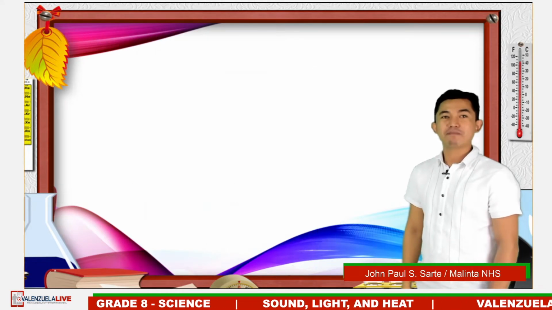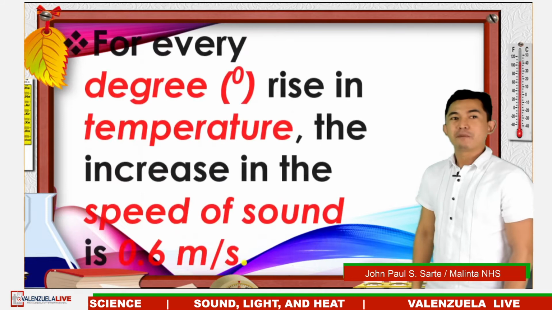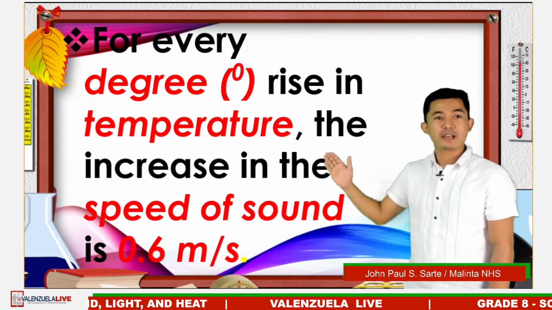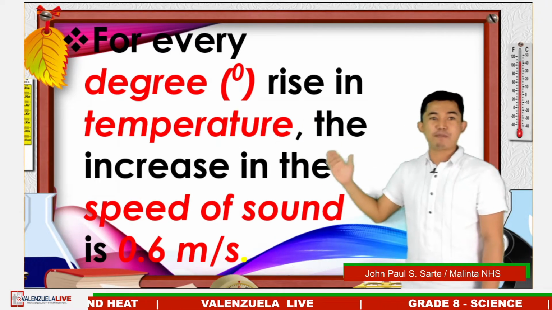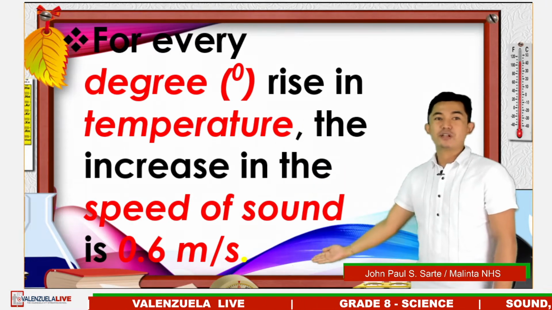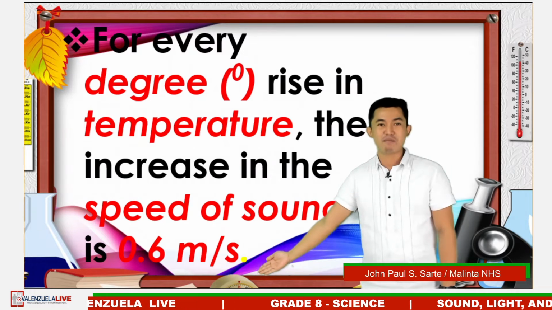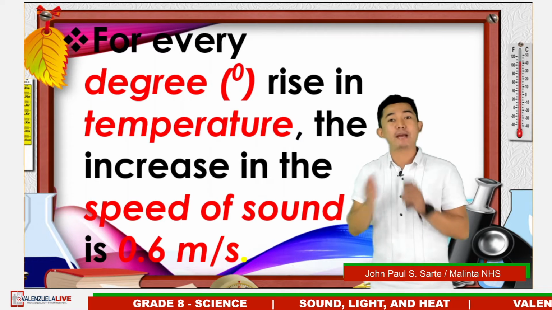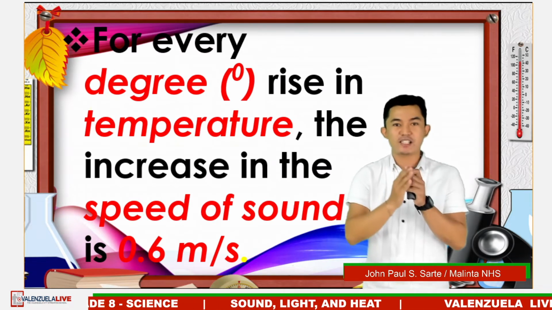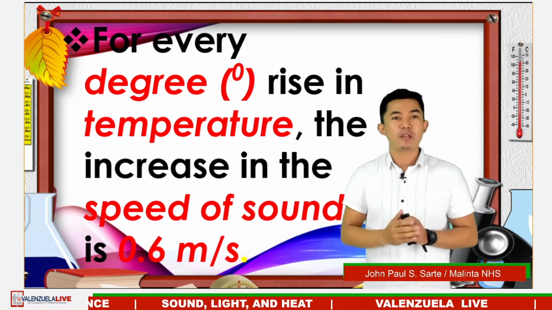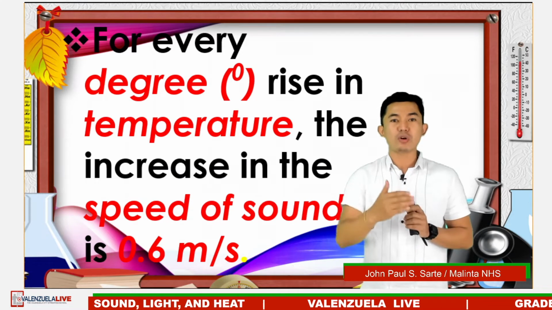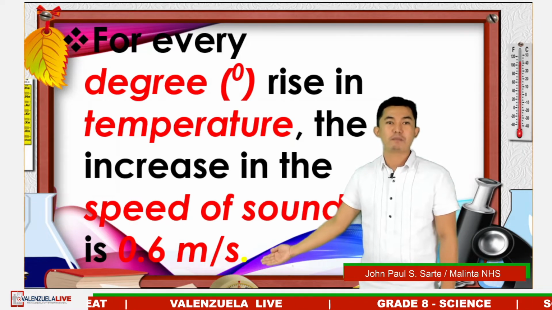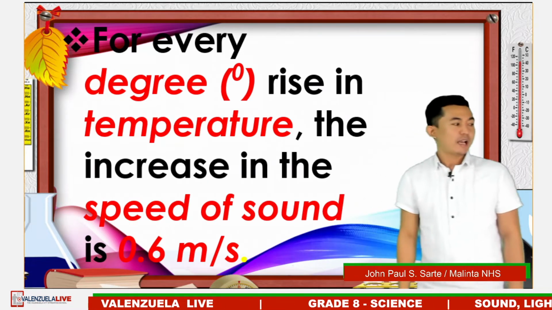Okay? Aside from that, for every degree rise in temperature, the increase in the speed of sound is 0.6 meter per second. Do not forget this. For every degree increase or rise in temperature, you need to also add to the speed of sound 0.6 meters per second.